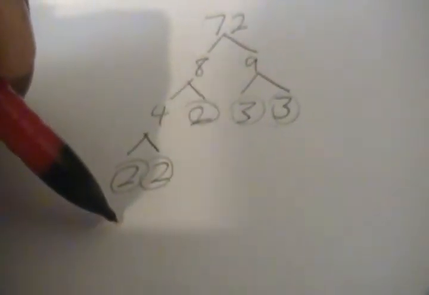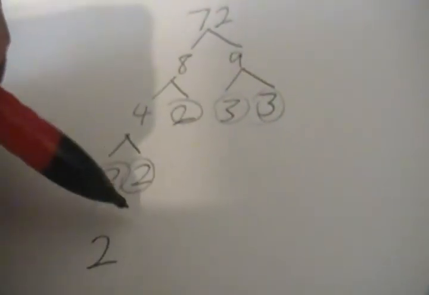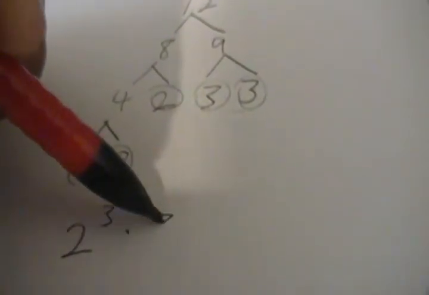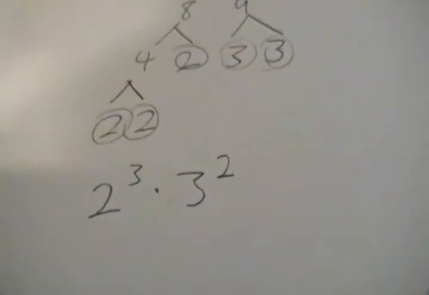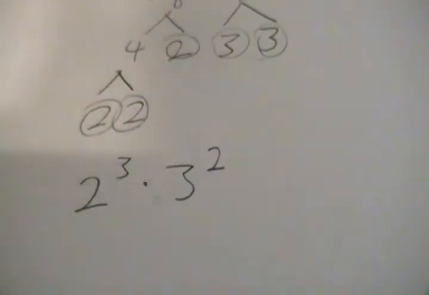So the final answer here is going to be 2 to the, how many 2's are there? 1, 2, 3. 2 to the 3rd power times, now how many 3's do we have? We have 1, 2, so 3 to the 2nd power. So this would be the final answer: 2 to the 3rd power times 3 to the 2nd power.